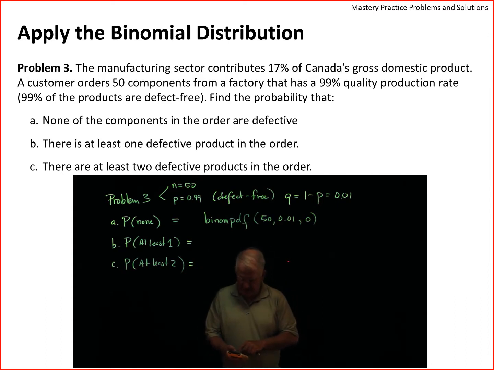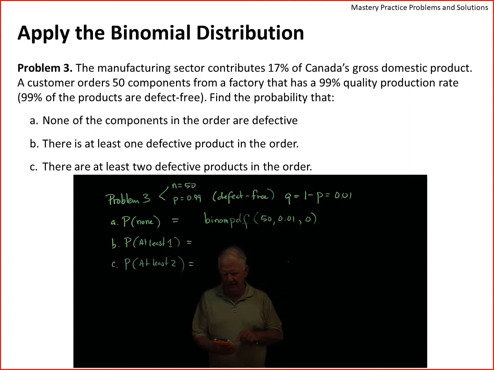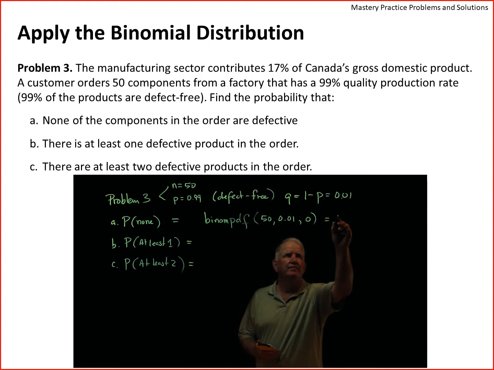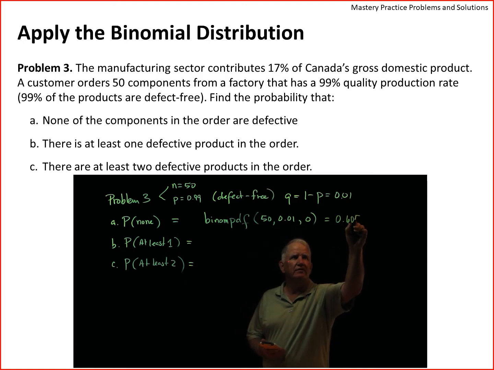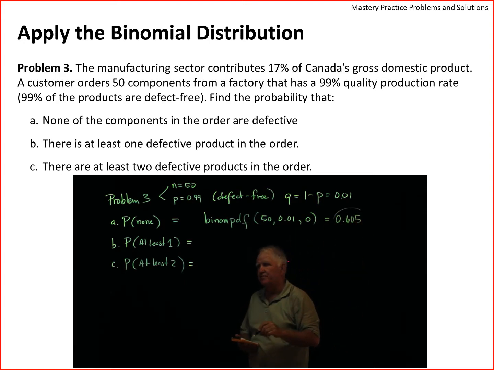So, I always like to do these in real time, just so that you can see that there's really nothing to it. I just found binomial PDF. I'm entering 50 as n, entering 0.01 as p, and then 0. And I come up with 0.605. Okay? That's the first answer.